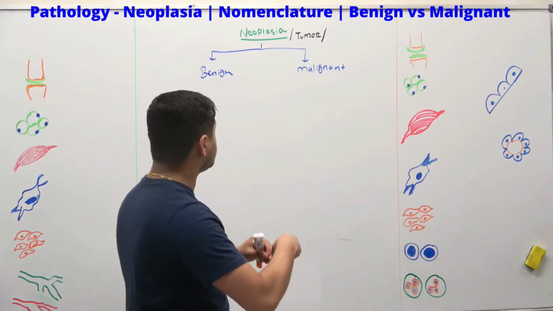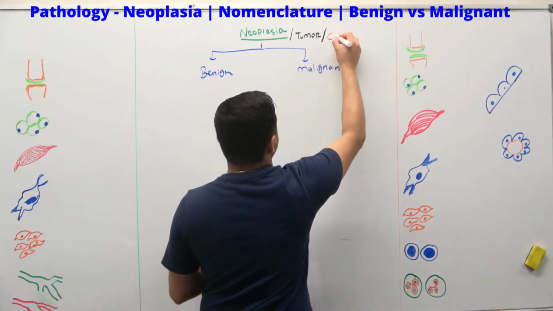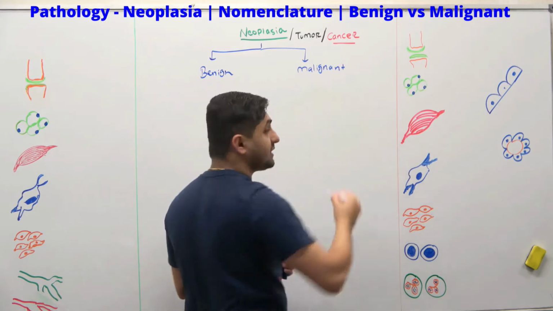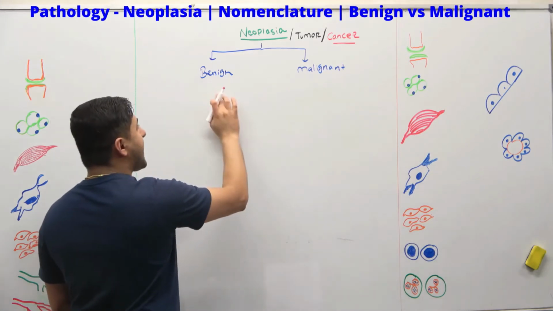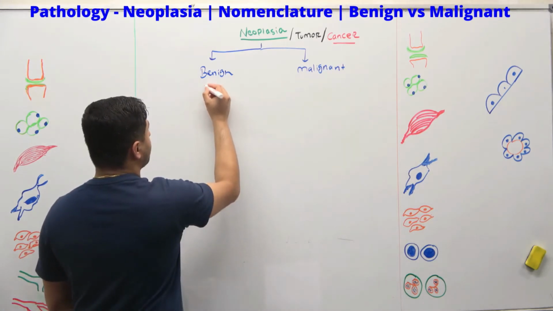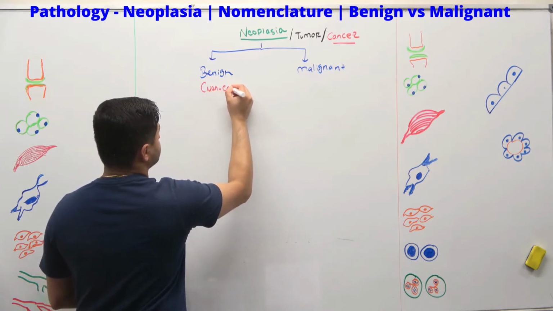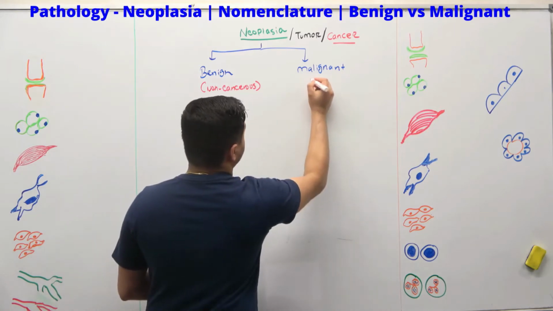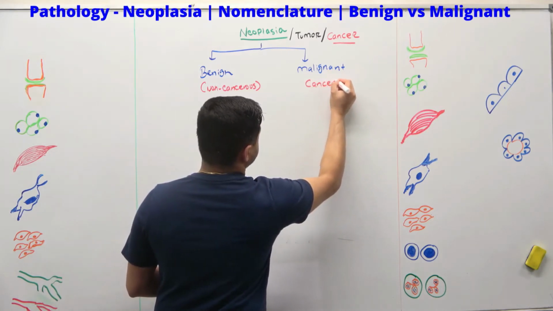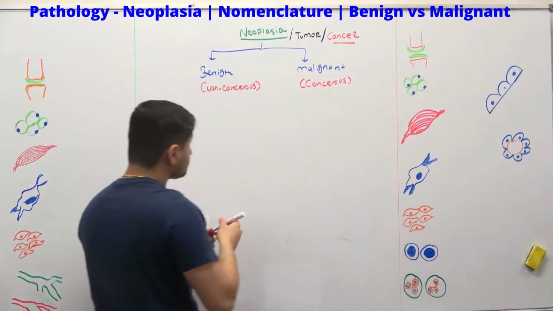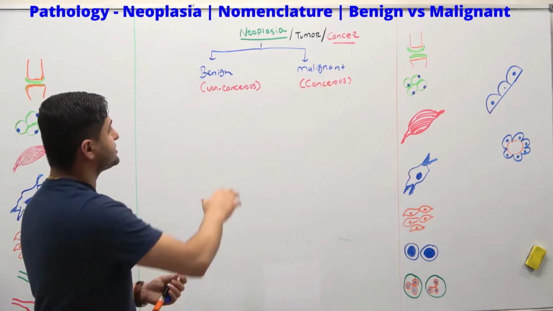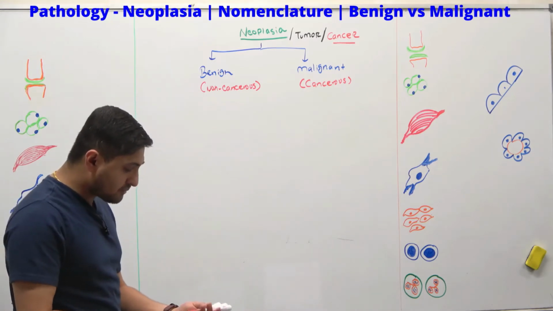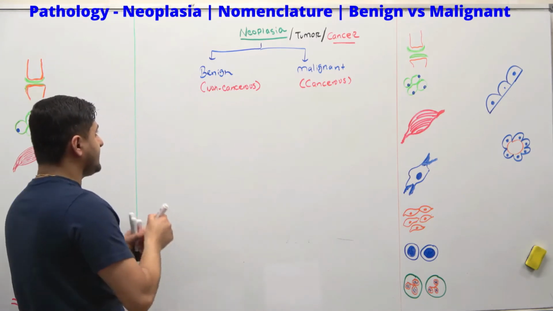Tumors we can also call cancer. Remember, this cancer can be benign or malignant. The benign versions we can simply call non-cancerous, and if we're talking about the malignant ones, we call them cancerous. Now we have to see what the difference is between benign tumors and malignant tumors. That's something we have to remember and be able to describe.